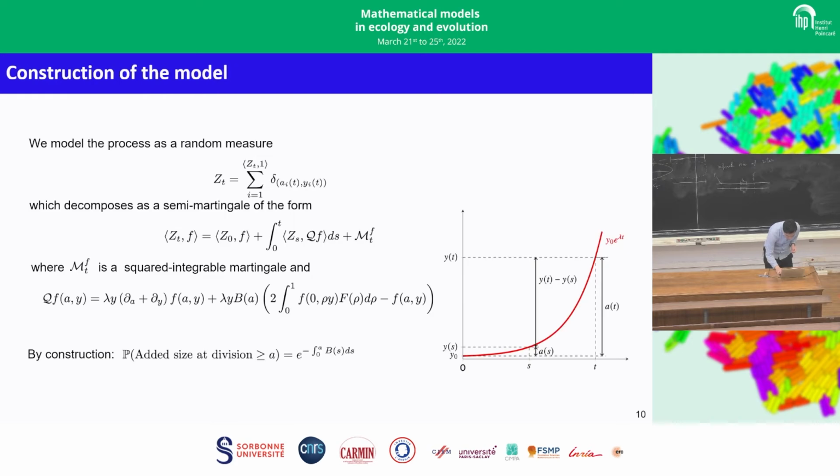So to do that, first we establish our individual-based model. So we write that as a discrete measure. So each dot that you saw before, we want to put that as a Dirac delta. And we'll construct our process in such a way that it is the solution of, so it can decompose as this semi-martingale. So the martingale here, which is a square integrable martingale, you can see it as the variance, and the mean behavior is what's happening here, which is given by this generator Q.